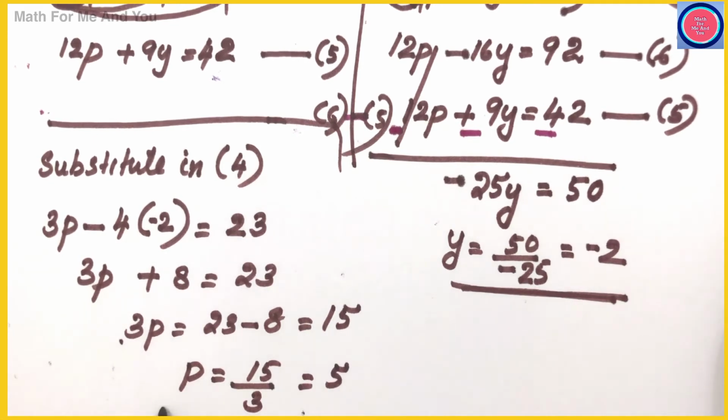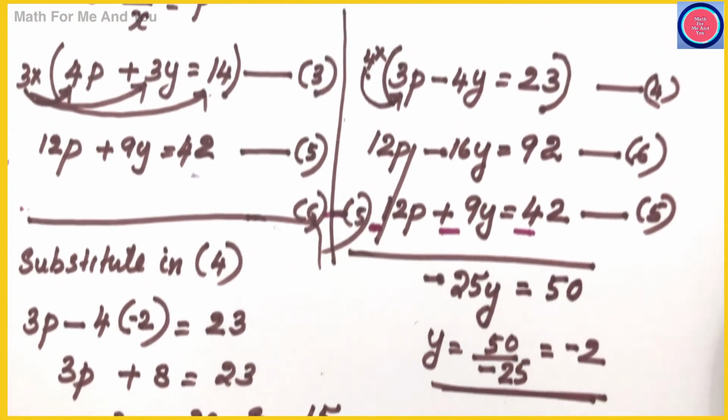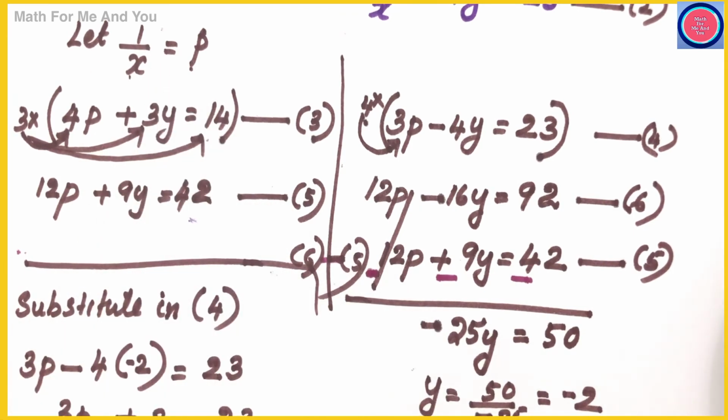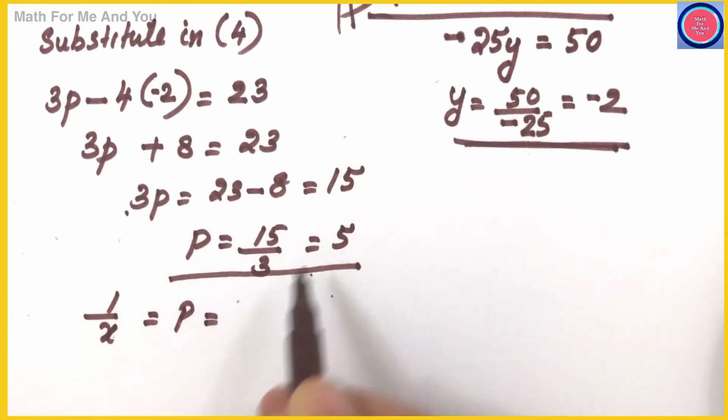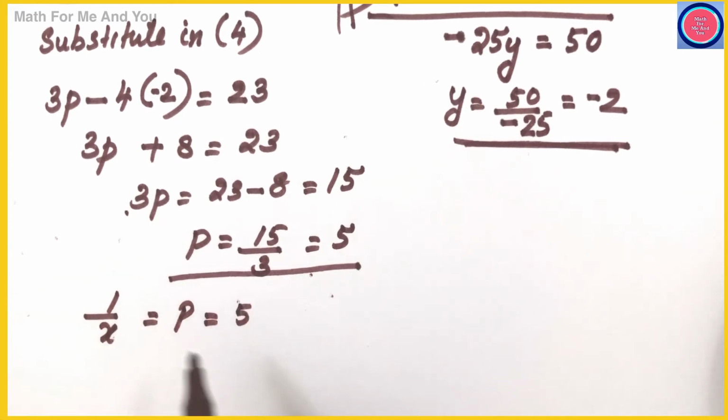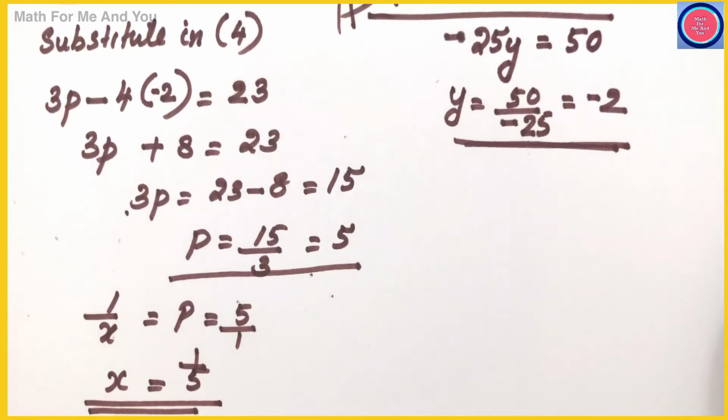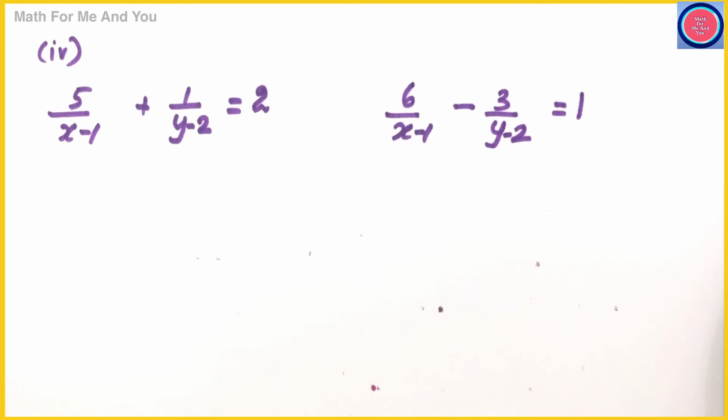But the question asks us to find not p, we need x. How to find x? What we have taken as p? We have taken 1 over x is equal to p. So we can write 1 over x equals 5 because p is 5. We could write p, that is 5, with the denominator 1 and take the reciprocal. X over 1, that is x, is equal to 1 over 5. We get the value of x as 1 over 5 and y equals minus 2. Is this clear? Okay, let's move on to the next question.